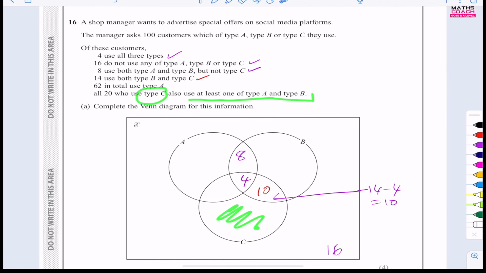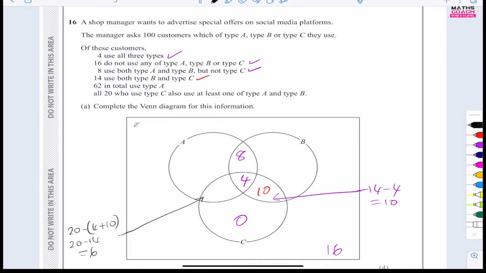That means just in here, which is exclusively C only, nobody exists, because all of the people that use C use something else, A or B. All right, so in here, we can write a 0 in there because nobody just uses C exclusively. So that means that 20 would be represented by this, because that's still C, okay? So 10 plus 4 plus something has to equal 20. So to find out what goes in here, I want to do 20 minus 4 plus 10, which is 14. So 20 minus 14, that gives me 6. So in here is 6. So that part is done.